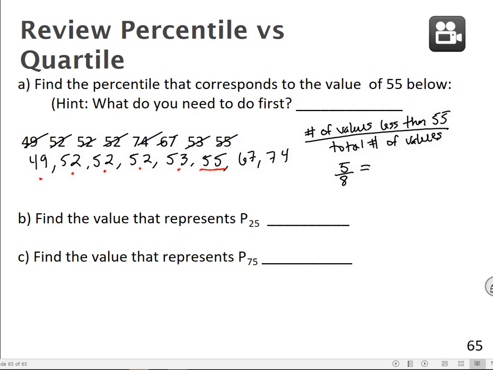I put that in my calculator to get a decimal, and I get 0.625. And then I need to multiply that by 100 because I need a percent. That key word should be percentile. It tells me I need a percent. To do that by hand, just move the decimal place 2 to the right. So that means I am in the 62.5 percentile, or P, big P, little 62.5. So I'm going to put my answer in the blank here.